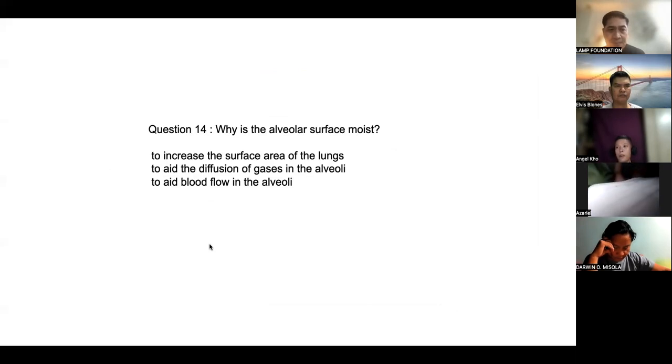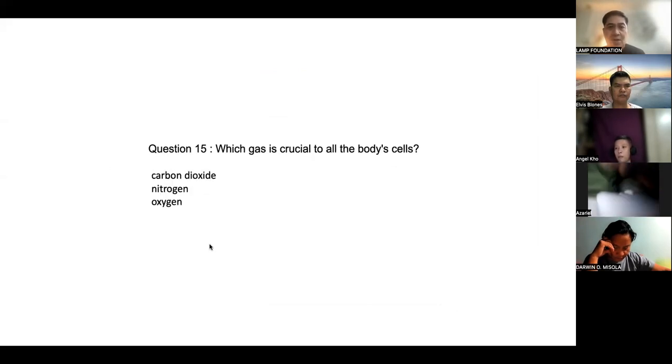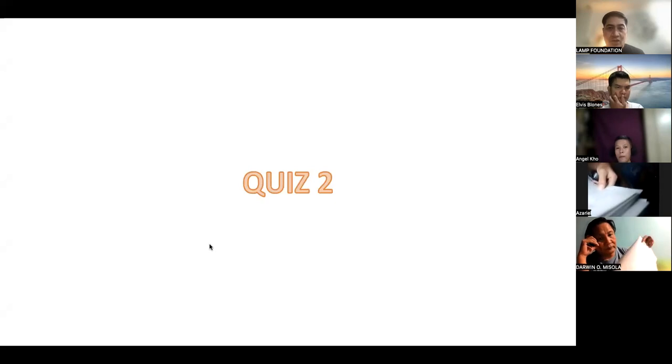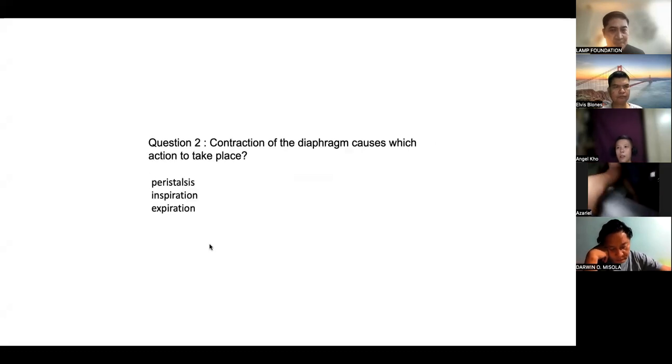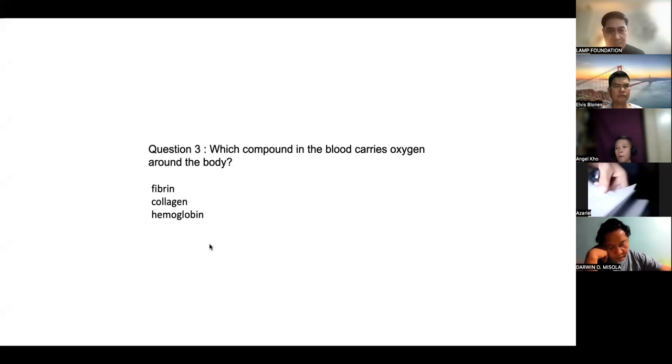To aid the diffusion of gases in the alveoli. Which gas is crucial to all the body cells? Is oxygen po, Doc. Which of these are accessory respiratory muscles? The external intercostal muscle. Contraction of the diaphragm causes which action to take place? Inspiration po. Which compound in the blood carries oxygen around the body?